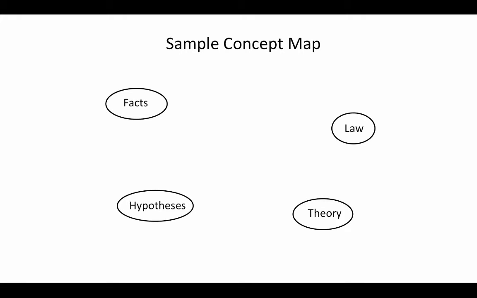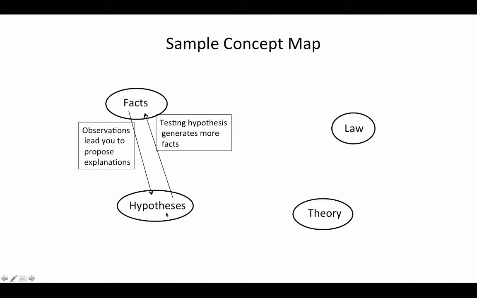So how are these related to hypotheses? Well, the observations that you make might lead you to wonder what's responsible for that observation. It might lead you to propose explanations. That possible explanation is a hypothesis. Right? This is one possible reason that might have happened. And of course, you can develop an experiment to test your hypothesis, maybe against some alternate hypotheses. The results of those experiments are additional facts. So testing hypotheses generates more facts.